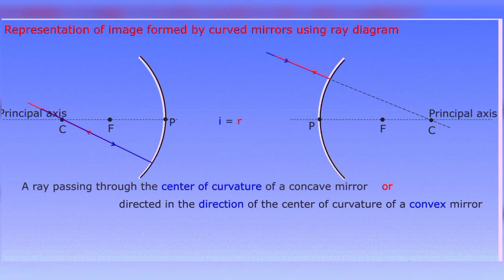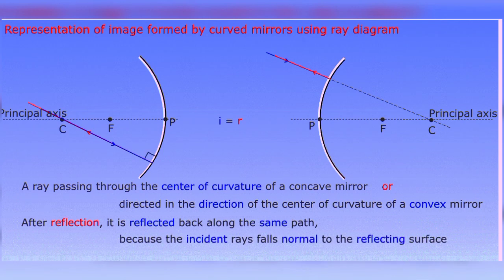And the last rule is, if a ray of light is incident at an angle on the pole of a mirror, then it will also reflect at the same angle and will follow the laws of reflection. So these are the basic rules for formation of image.